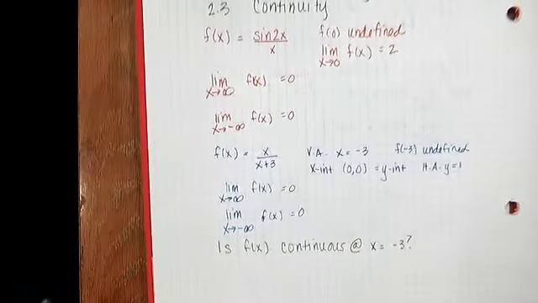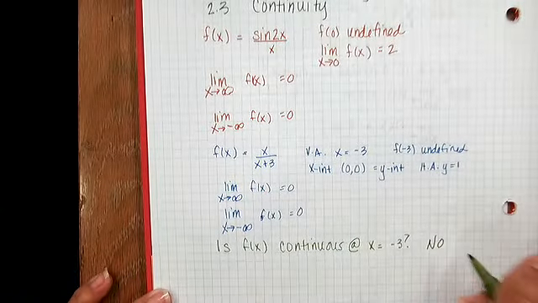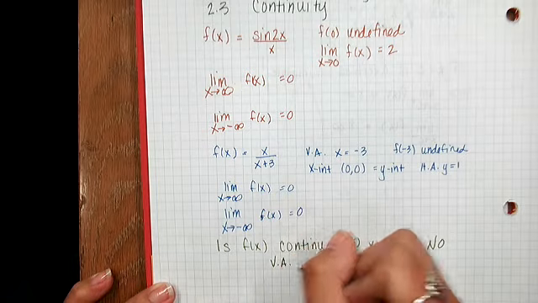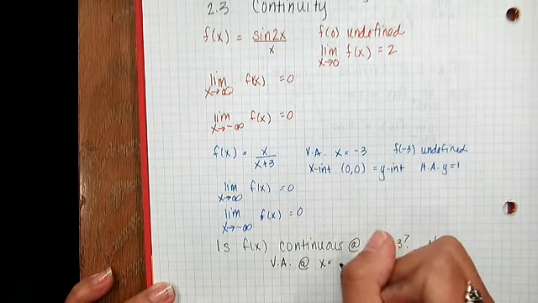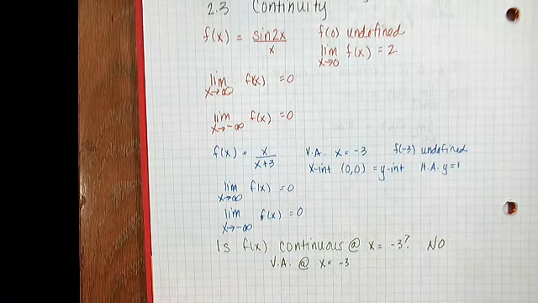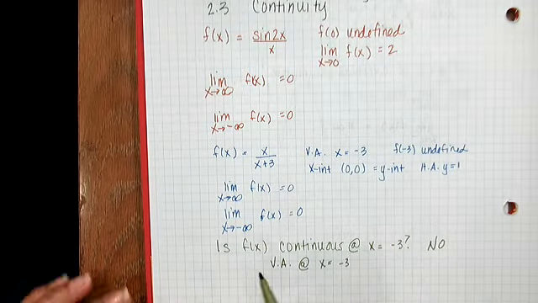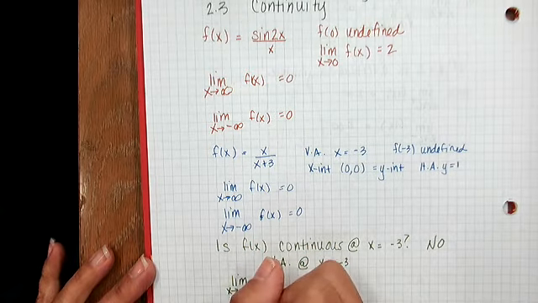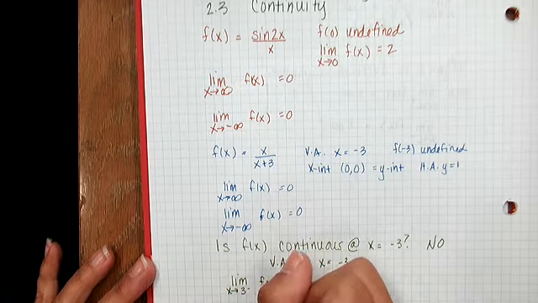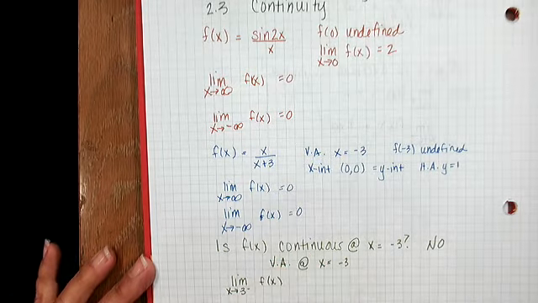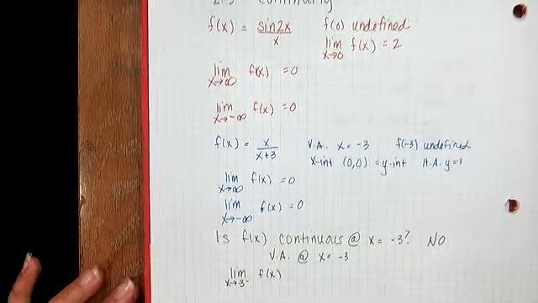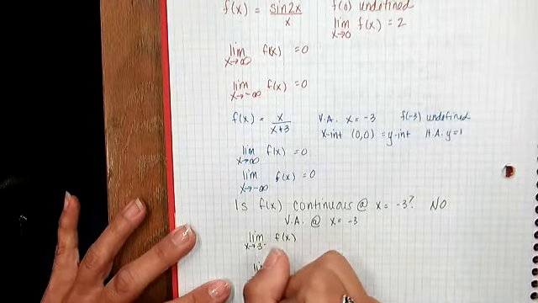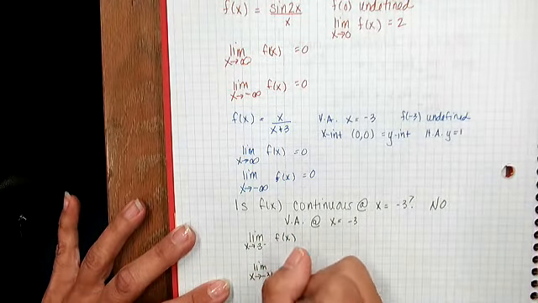Okay. The answer is no. So there's a vertical asymptote. So as soon as you have an asymptote, we have issues. Let's look at the limit. So let's look at the limit of this function as x approaches -3 from the left. Let's look at the limit of the function as we approach -3 from the right.